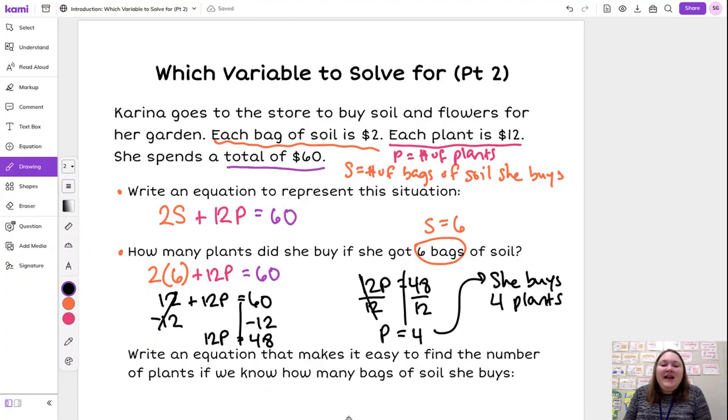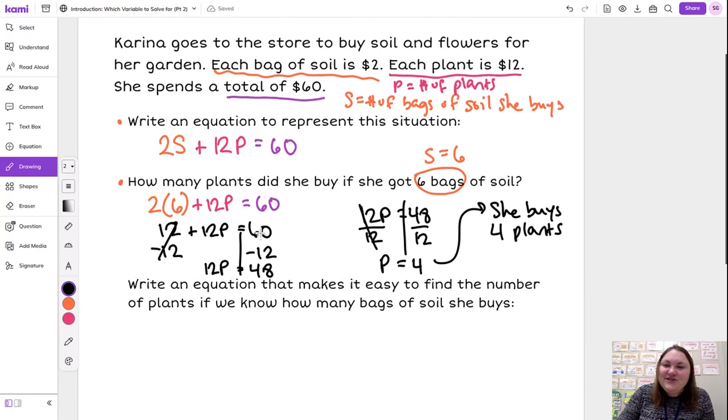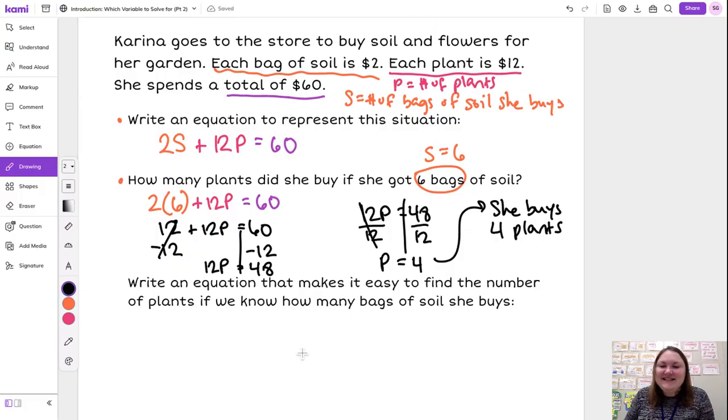Now notice, to figure out how many plants she buys, I had to solve an equation. I'm subtracting constants, I'm dividing, and doing all of that. The reason why, with stories, you might want to solve for a specific variable at the beginning is because it would make it easier for us to solve for situations like question number 2. So some of the questions you're going to see from this lesson say things like, write an equation that makes it easy to find the number of plants if we know how many bags of soil she buys.